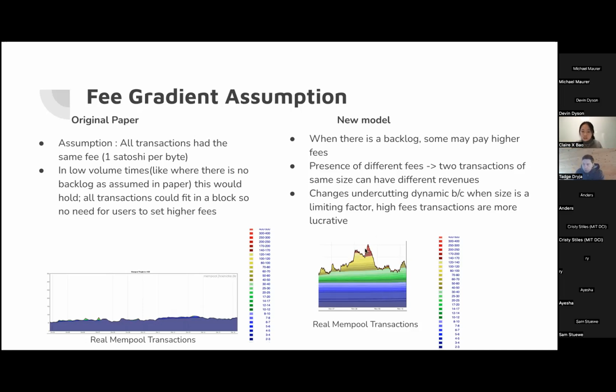And this is indicated by the color, with red signifying very high fee transactions and blue down here signifying what was before, like 1 Satoshi per byte basic low fees. But this presence of different fees means that two transactions that have the same size can have drastically different revenues. And this changes the undercutting dynamic because, especially when size is a limiting factor, these high fee transactions become more lucrative because you can get a higher revenue for the same slot, so to speak, in the block.